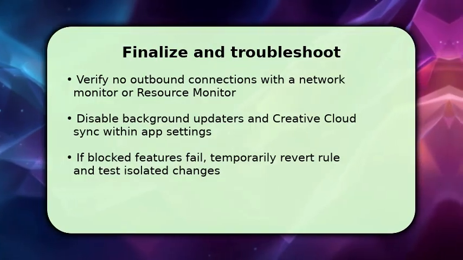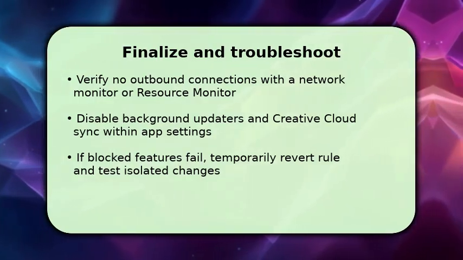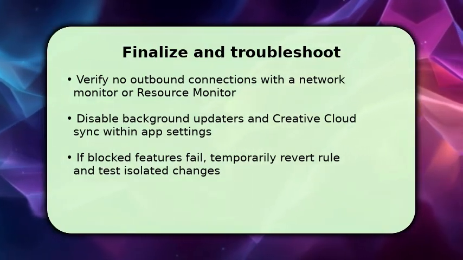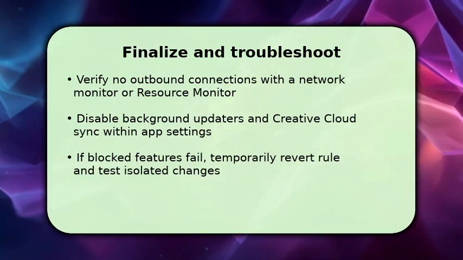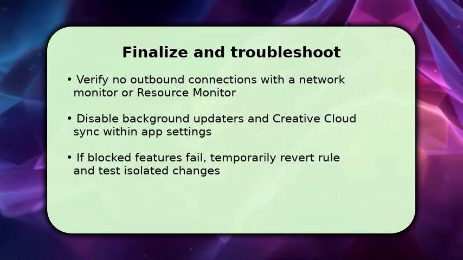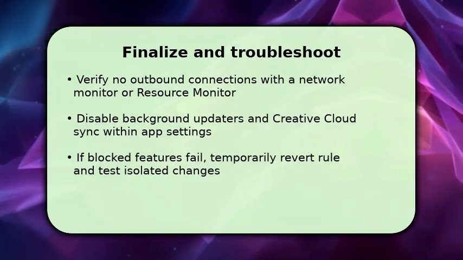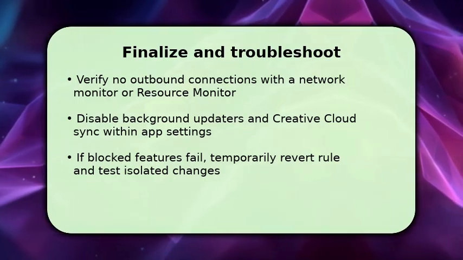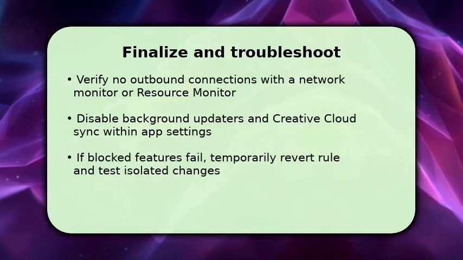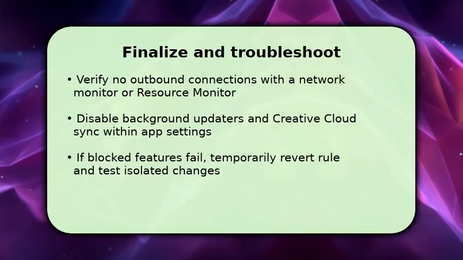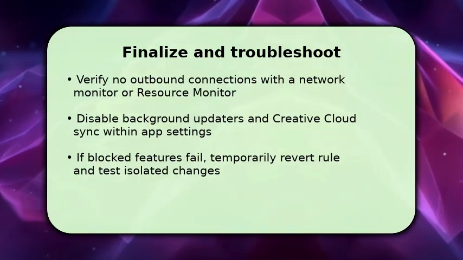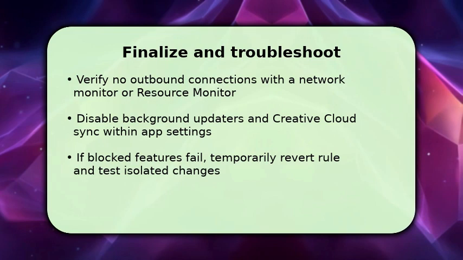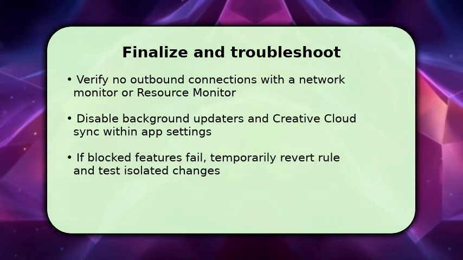Next, disable background updaters and Creative Cloud sync inside the app to avoid local retry behavior. If a feature breaks or Photoshop misbehaves, temporarily disable the rule to confirm causation, then reapply a refined rule, perhaps excluding authentication servers if needed. One key troubleshooting tip: if updates still occur, check and block helper executables and scheduled tasks tied to Creative Cloud.